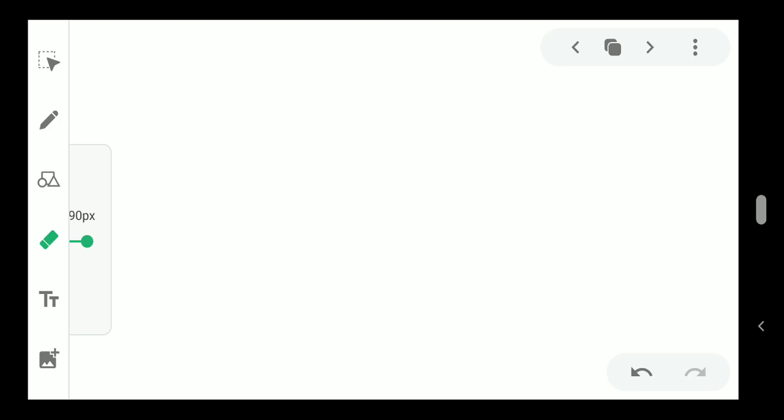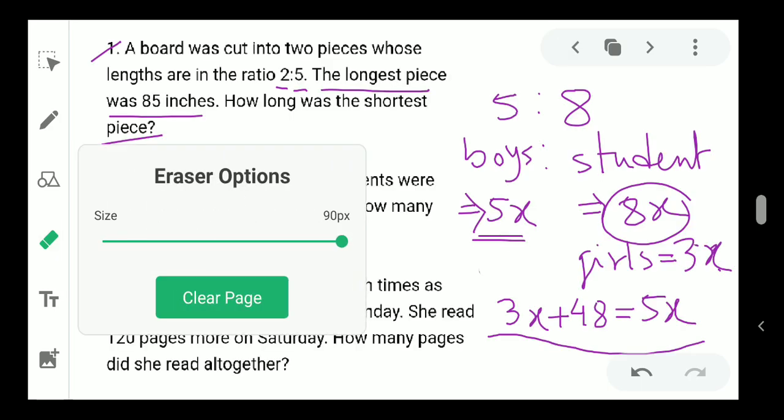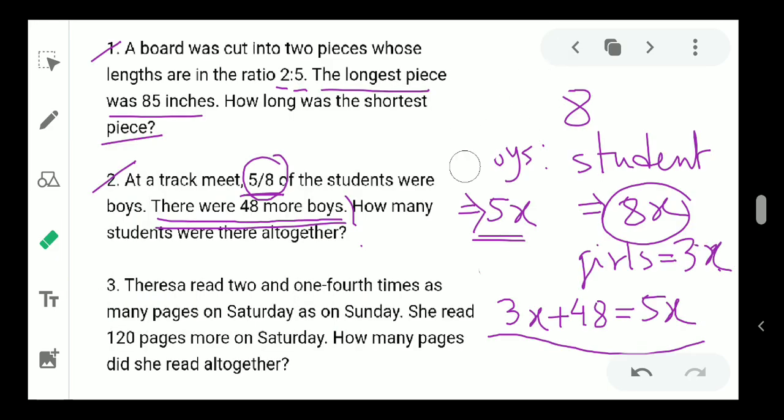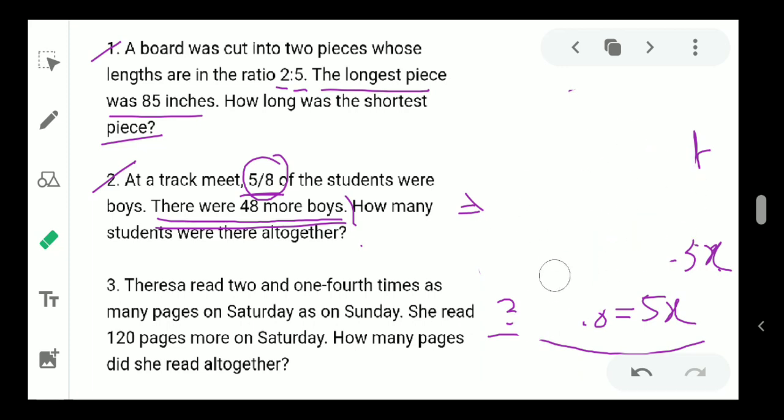Let us do the next one. Again I'm itching the screen.